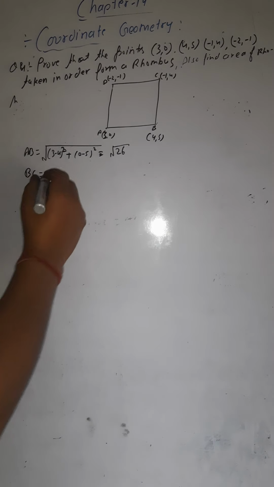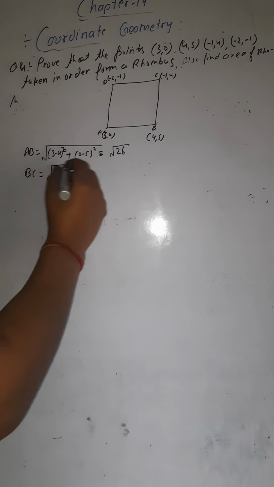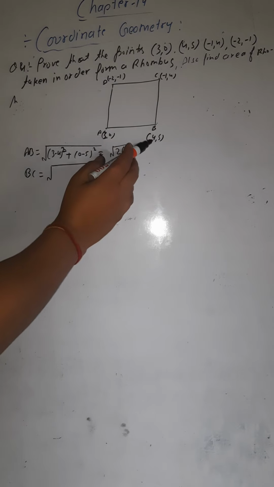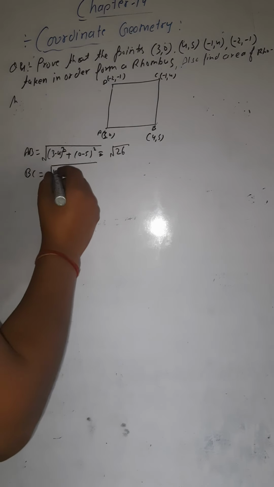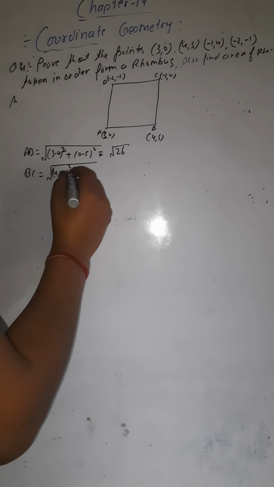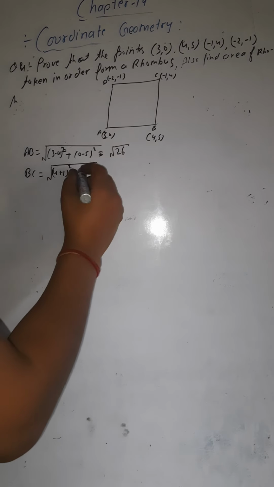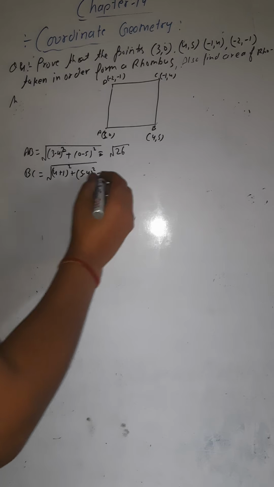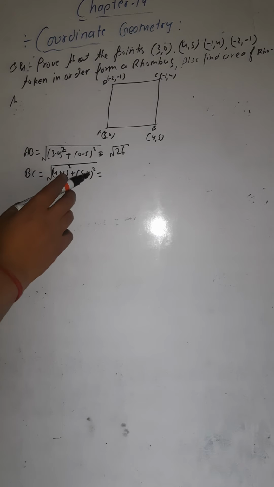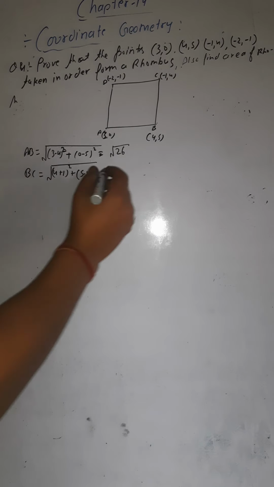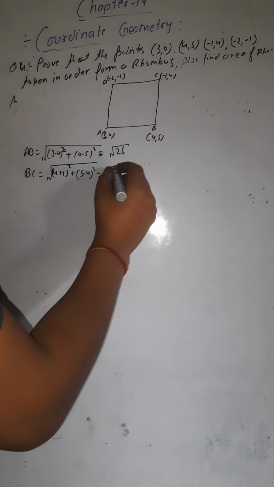Now find out BC. BC would be how much? x2 minus x1, 4 minus minus 1, then 4 plus 1 whole square, then 5 minus 4 whole square. 4 plus 1 is 5, square of 5 is 25. And 5 minus 4 is 1, square of 1 is 1. So 25 plus 1, again it is coming out to be 26.